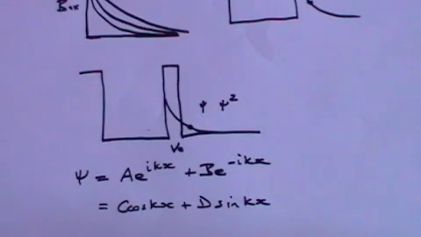Now, it may well be that C and D are complex terms. I've got to absorb an i term in there somewhere. So C and D may well be complex. But let's just see what happens.